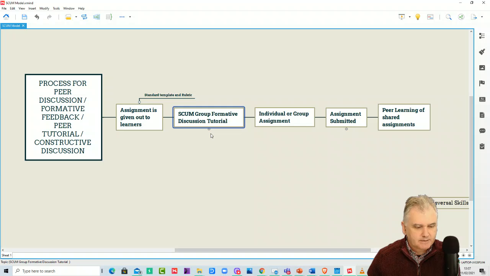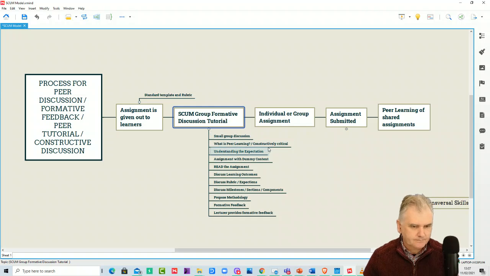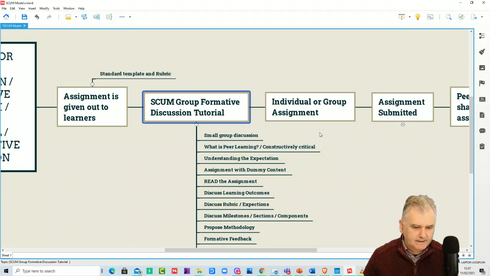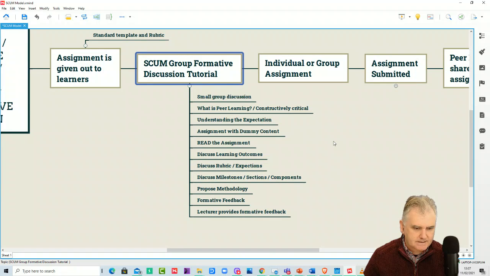So it's really about, imagine you've been given the assignment. Now what we want is a creative process where small groups can sit and discuss that assignment and discuss what's the best way, what's the expectation, what's the methodology, etc. So let's open this up a bit more. So the idea would be that they've been given the assignment.